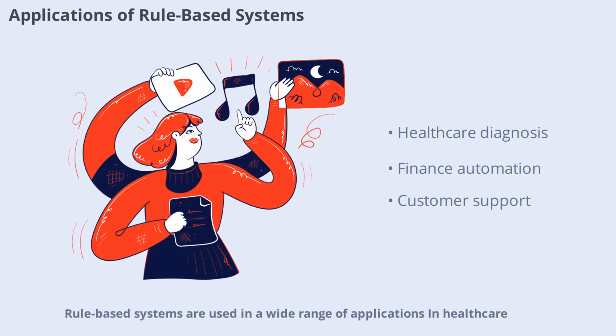Rule-based systems are used in a wide range of applications. In healthcare, they help diagnose diseases by following medical guidelines. In finance, they automate credit approval by checking specific criteria. Rule-based systems are also common in customer support, where they guide responses based on user queries. Their ability to encode expert knowledge and automate repetitive decisions makes them valuable in many industries.